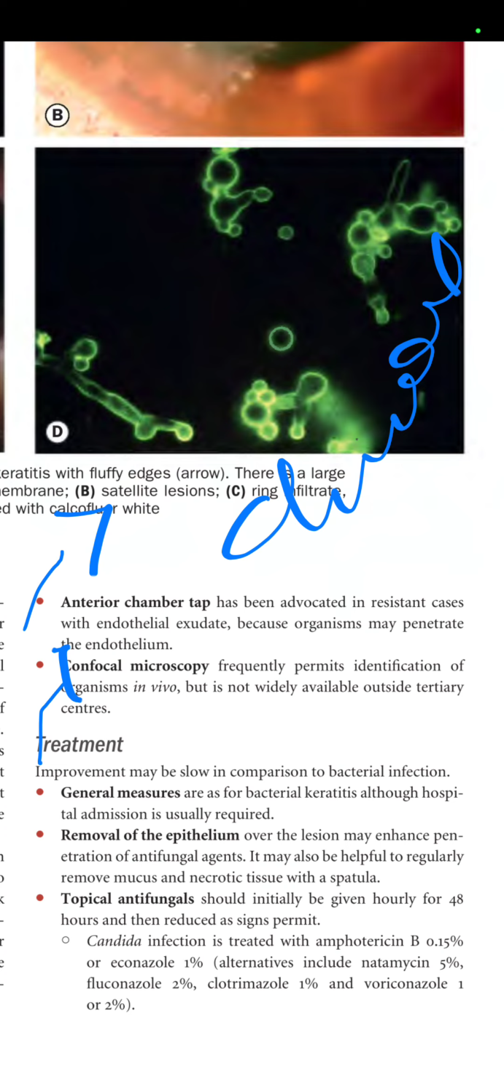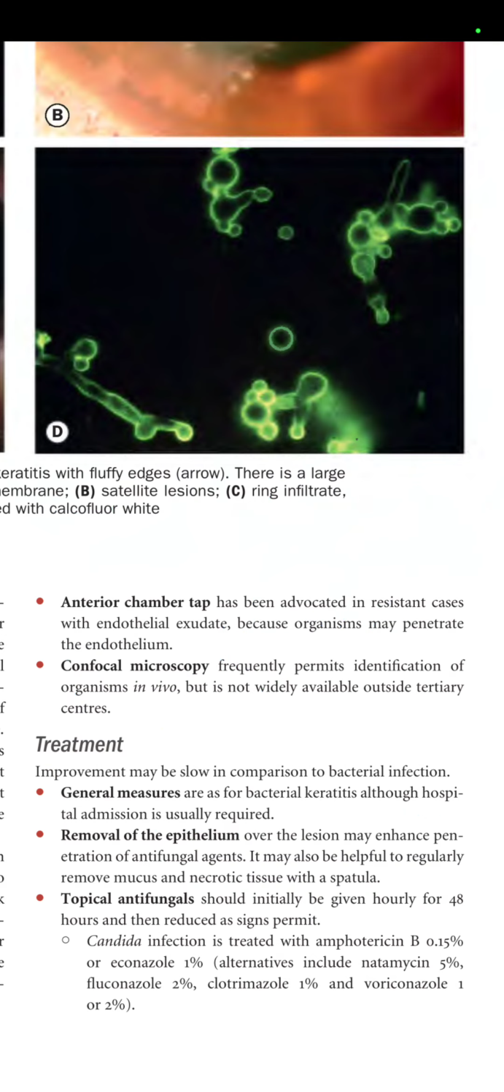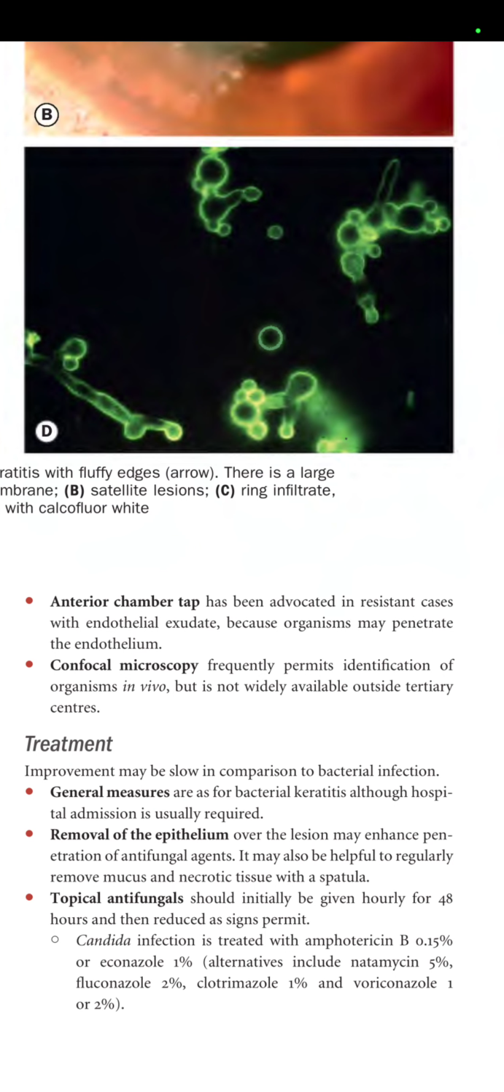So what is the treatment that we use in a case of fungal keratitis? Improvement may be slow in comparison to bacterial infection. Basically, we have to treat fungal keratitis for a longer period of time, and they are very slow responding. We generally use the same measures as for bacterial keratitis, although hospital admission is usually required. So we stop the contact lens and admit the patient if necessary. These are the general measures we use.